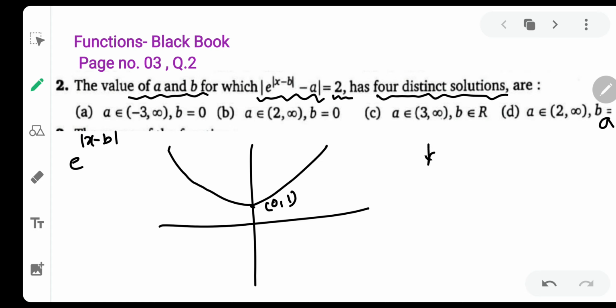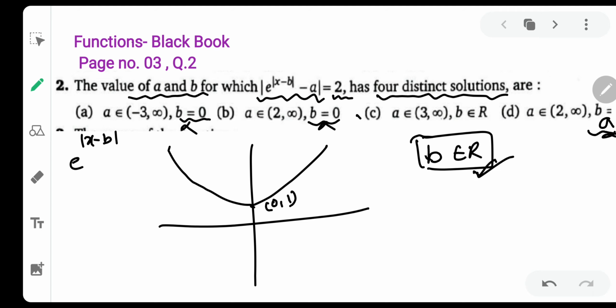So it means b can be any real number. It does not really matter what is b, because e raised to inside the power we can put literally anything. So just by looking at the options we see b equal to 0, b equal to 0 and b equal to a. So these are not the necessary conditions for the answer to be four distinct solutions. So b belongs to R is there in only one option. So c has to be the correct option. But still we will solve this question thoroughly so as to understand the basics.